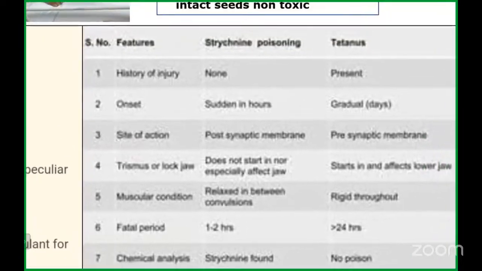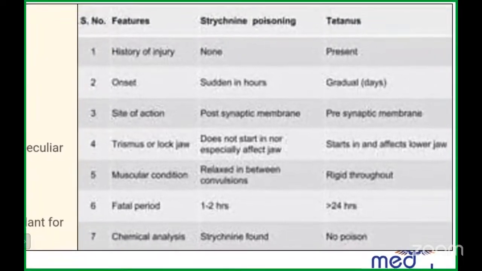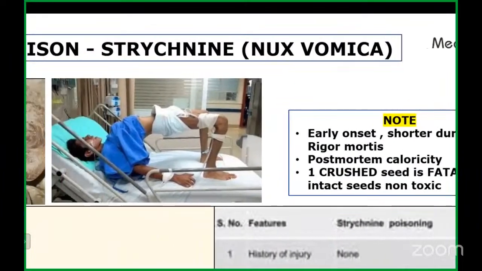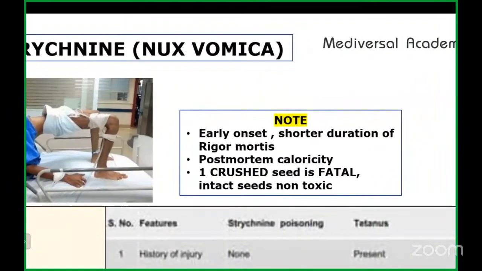However, the contraction of the muscles, this rigid posture, is maintained entirely throughout in tetanus poisoning. Be it a phase of seizure or not, these patients will continuously keep being in this posture. Both of them are fatal, but the fatal period of strychnine poisoning is very, very fast. It can kill you in literally 1 to 2 hours. In chemical analysis of strychnine poisoning, you will find strychnine. However, in tetanus, because it's mainly due to injuries and unvaccinated individuals, there'll not be any toxin found.